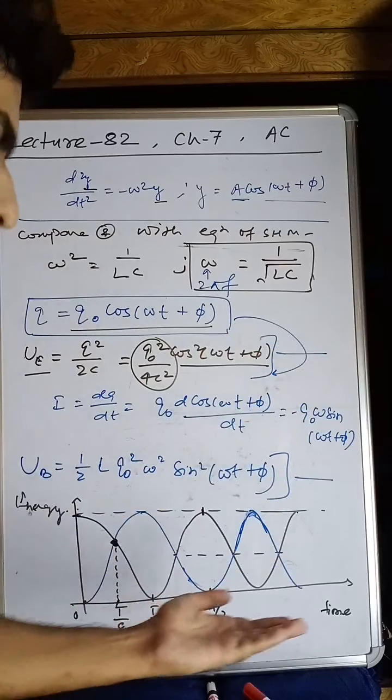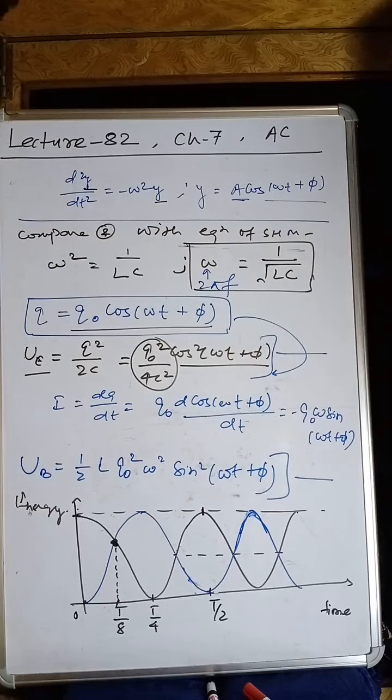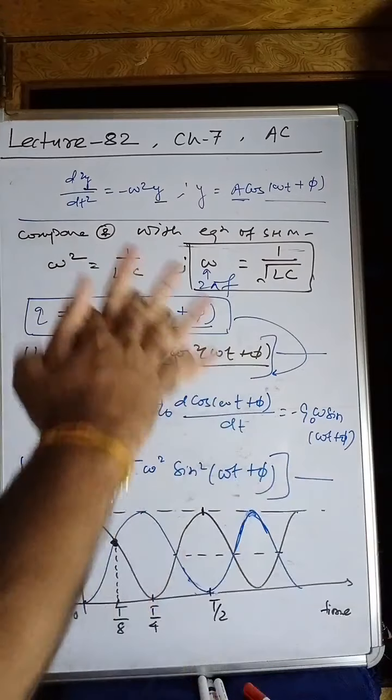Now, at other times also you can study at which time it will be maximum and at which time it will be zero. So this is the concept of LC oscillation. I tried to explain this LC oscillation in this one lecture. My dear students, I hope that you understand the concept.